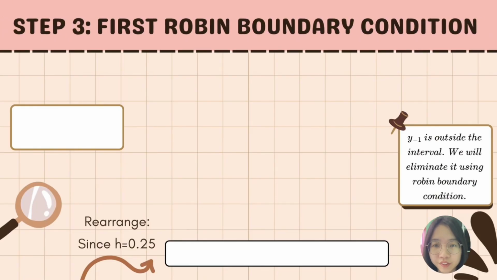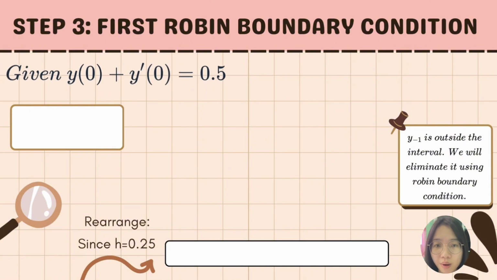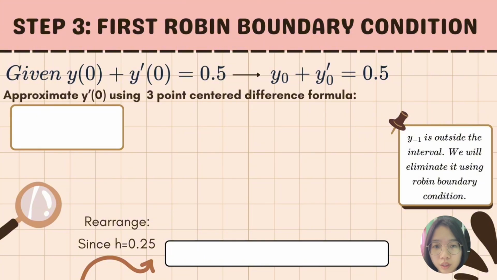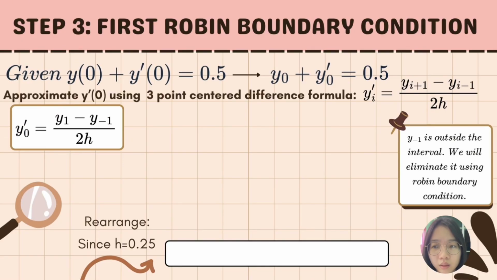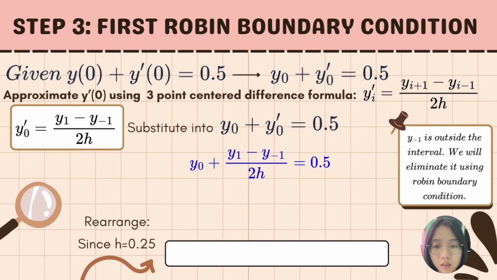Okay, now we apply the first boundary condition. The given condition is y0 plus y prime 0 equal to 0.5. To approximate the derivative, we use the 3-point center difference formula, which is y prime i equal to (y_{i+1} minus y_{i-1}) over 2h. So we will get y prime 0 equal to (y1 minus y_{-1}) over 2h. And then we substitute this into y0 plus y prime 0 equal to 0.5, so that we will get the equation y0 plus (y1 minus y_{-1}) over 2h equal to 0.5.